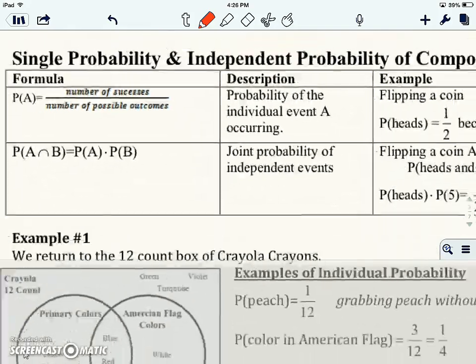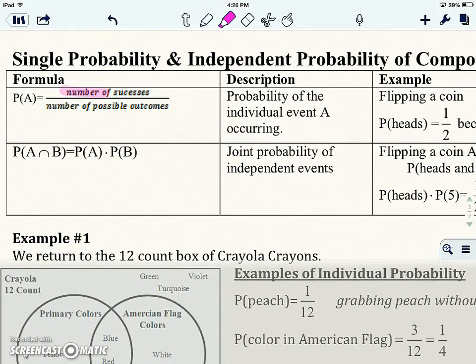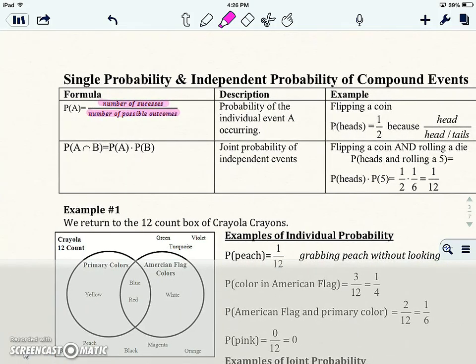First off, probability is the number of successes over the number of possible outcomes. So, for example, if you consider getting a head a success because you called heads, well, the probability of that happening is 1 out of 2 because you want a head out of the 2 possible outcomes.